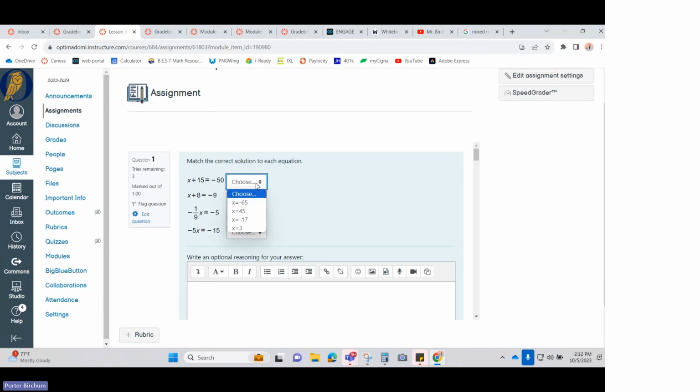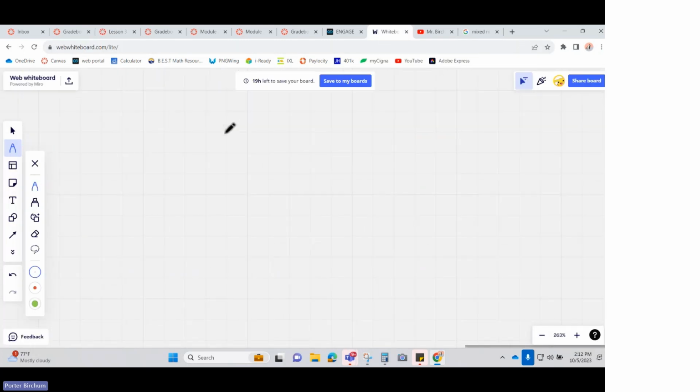Ooh, 4 possible answers. So, let's use some inverse operations strategy. Here, I'm gonna get my web whiteboard out. x plus 15 equals negative 50.